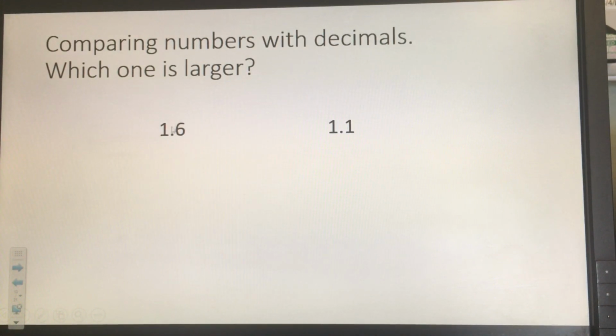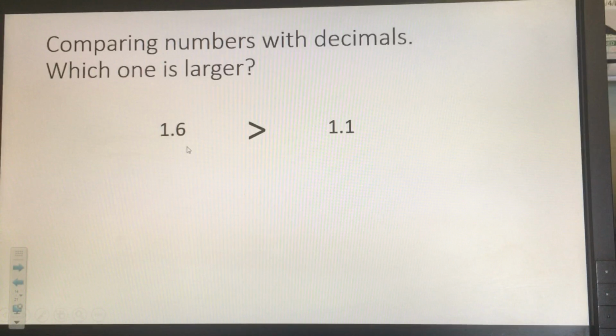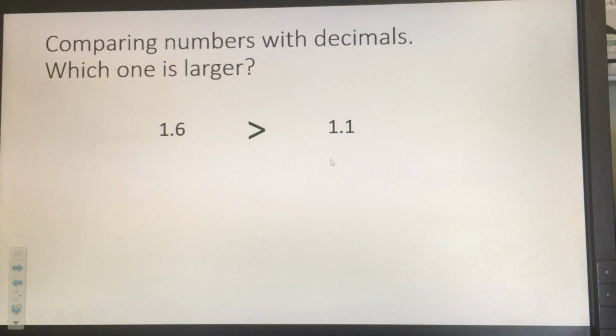Okay, so that means they've both got the same amount of ones. So we'll look at the next column, which is the tenths. This number has 6 tenths and this number has 1 tenth. That must mean that this number is larger because it has more tenths. And so we use this symbol to show that. 1.6 is greater than 1.1. Now remember that the crocodile eats the largest number.